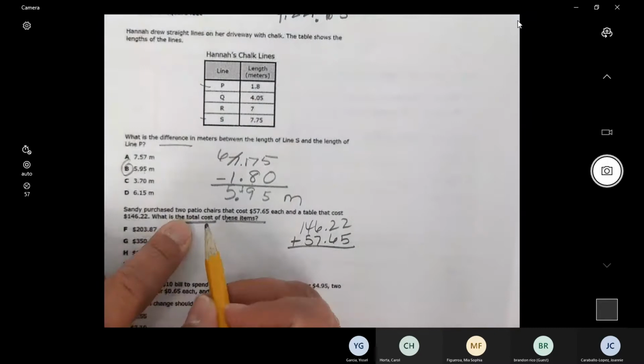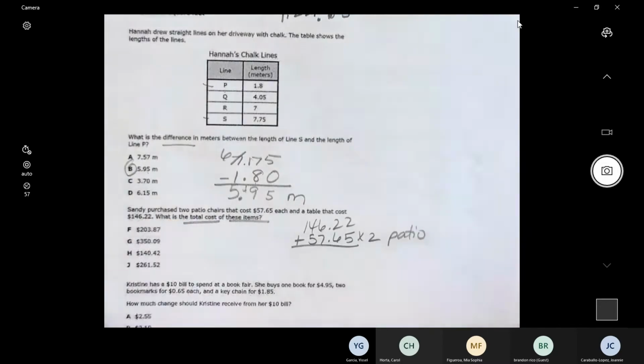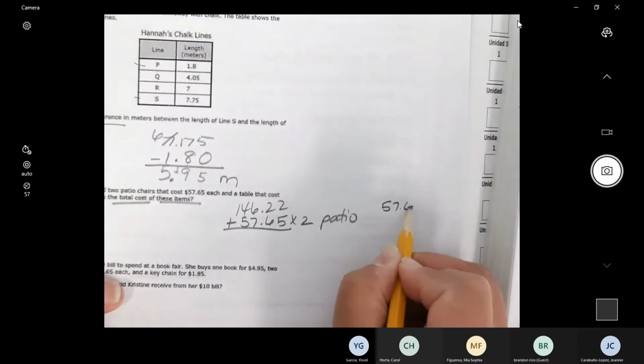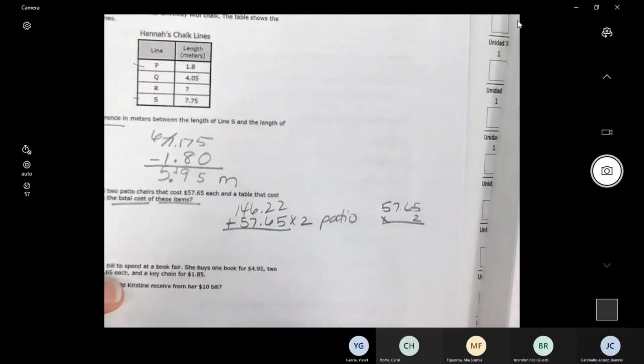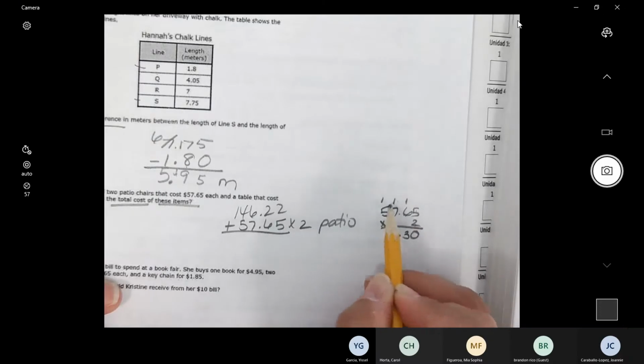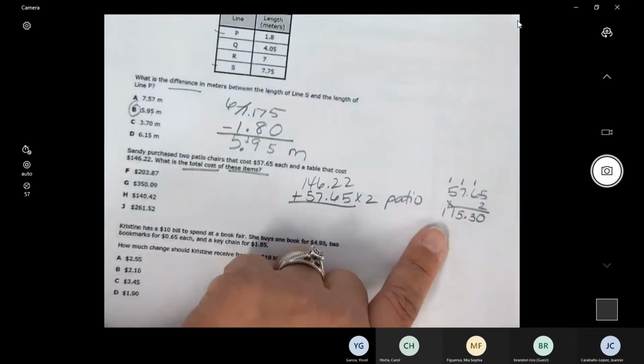Oh, so he's telling me that there's two patio chairs. So did I add that correctly? No. He actually multiplied that. So he said 57.65 times 2. Okay, so 5 times 2 is 10, carry my 1. 2 times 6 is 12, plus 1, that's 13. Bring down my decimal point, carry a 1. 2 times 7 is 14, plus 1, that is 15, carry my 1. And 2 times 5 is 10, plus 1, and that's 11. So that's what Mateo was saying.